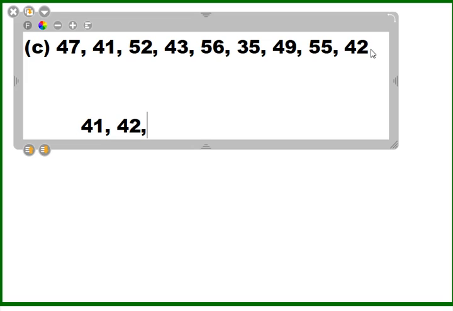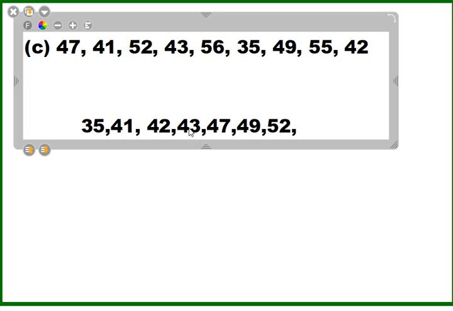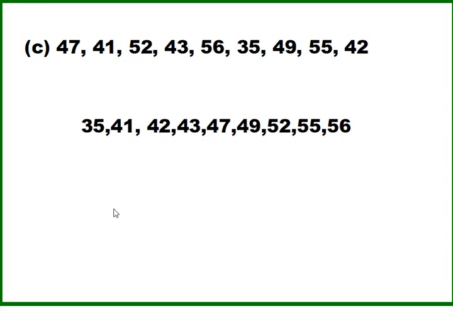So 35, 40, 42, 43, 47, 49, 50, 51, 52, 55, and then 56. Let's count the number of digits. 2, 4, 6, 8, 9. 2, 4, 6, 8, 9. So we didn't miss a number.